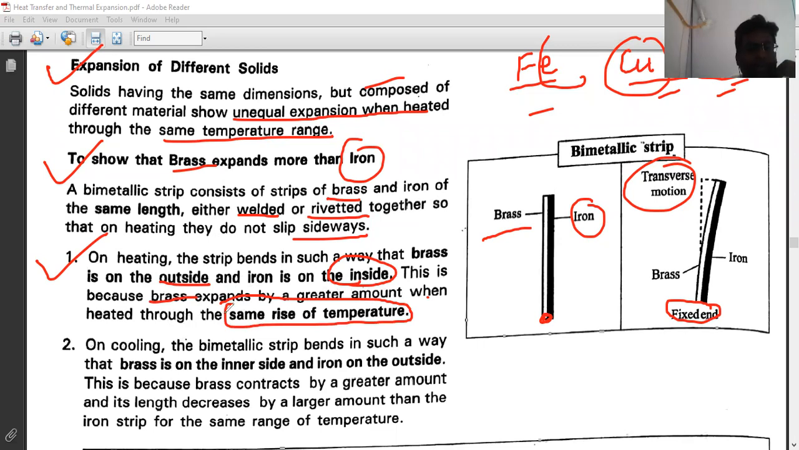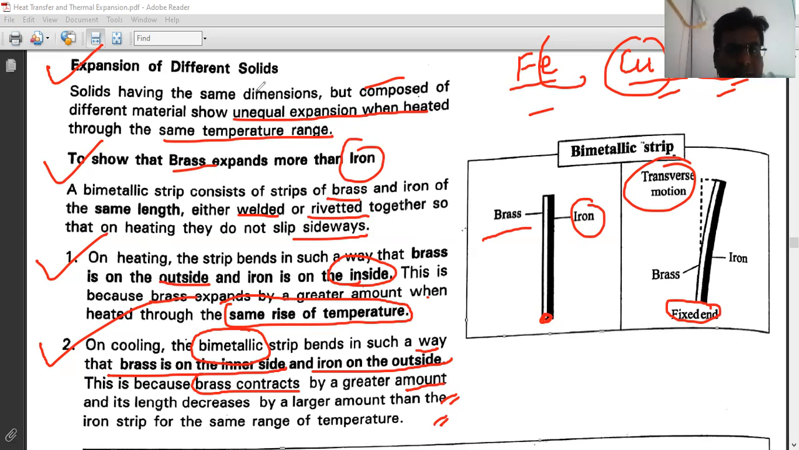When they are heated to the same temperature, brass will expand on the outside and iron on the inside. In a similar manner, on cooling, the bimetallic strip bends in such a way that brass is on the inner side and iron on the outer side. This is because brass contracts by a greater amount and its length decreases by a larger amount than that of the iron, right? So in comparison to iron, brass expands more on heating and contracts more on cooling.